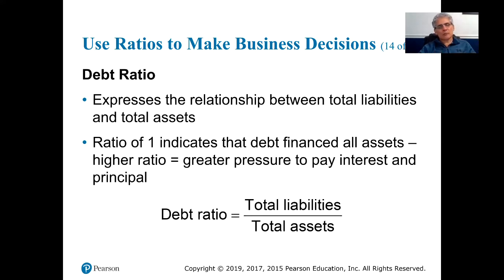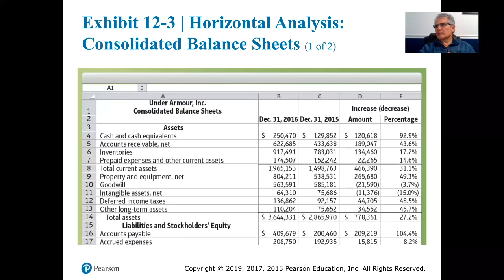So when we're looking at debt ratio from the perspective of how much risk the company is taking on, the higher the debt ratio, the more risk. The debt ratio is computed by taking total liabilities and dividing it by total assets. So let's move back to slide 11, and we'll use that as the example.